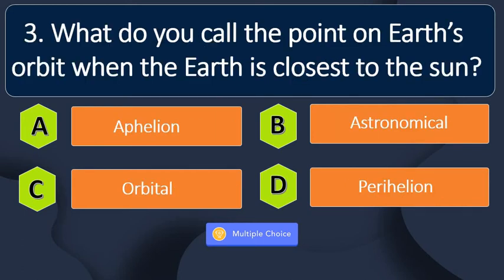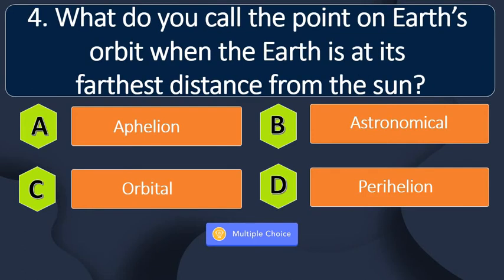What do you call the point on Earth's orbit when the Earth is closest to the Sun? A, aphelion? B, astronomical? C, orbital? Or D, perihelion? Very good, that is perihelion, letter D. Number 4. What do you call the point on Earth's orbit when the Earth is at its farthest distance from the Sun? A, aphelion, B, astronomical, C, orbital, D, perihelion? Correct, it's letter A, aphelion.